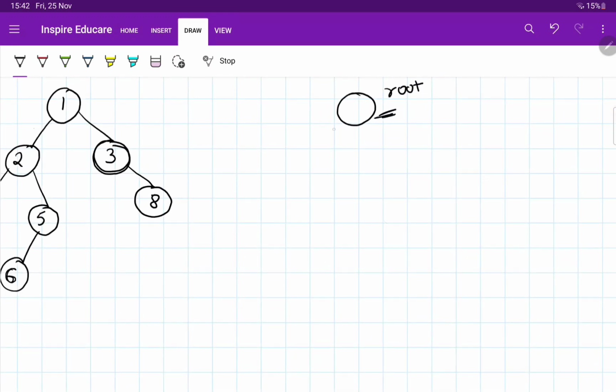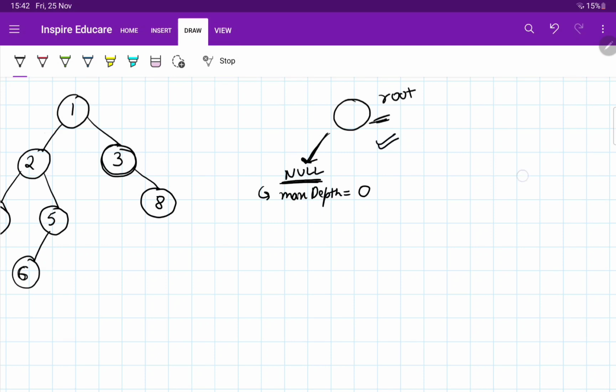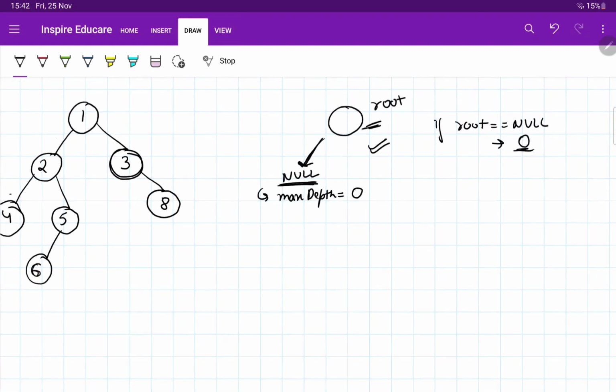So can I say if this root is null, if there is nothing there, if there is no root, right? If we are given a null as a root, can I say that the maximum depth will be 0, because there is no node in a tree? If there is no node, that means it will be 0, right? So this will be our base case. If root is equal to null, that means return 0, right? Because there are no nodes in the tree, that means there will be 0 depth.